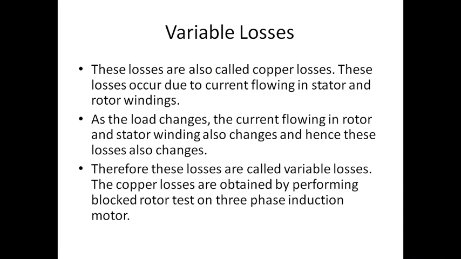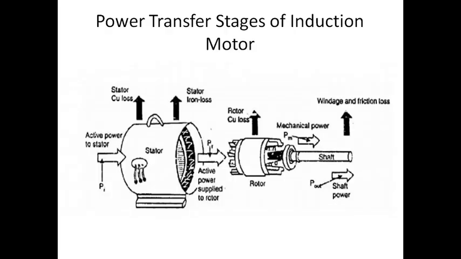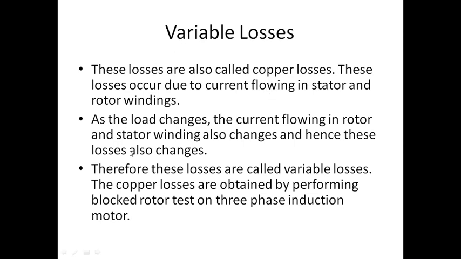These losses are also called copper loss. Once my windings get magnetized, I get a copper loss. These losses occur due to current flow. Whenever current flows in my stator and rotor windings, I get a copper loss. As the load changes, the current flowing in the rotor changes, and once the current changes, I have a copper loss. So this is very important. These are the losses we have seen so far: variable losses are there, and constant losses are also there.